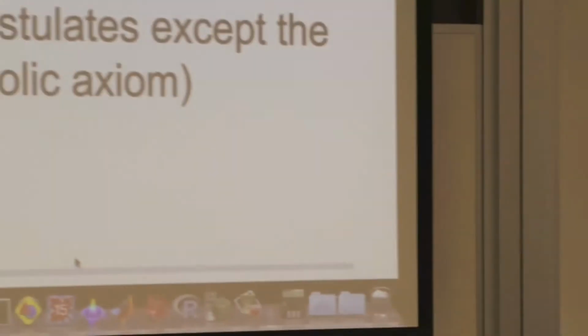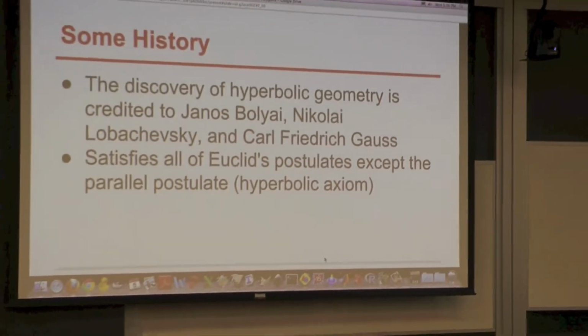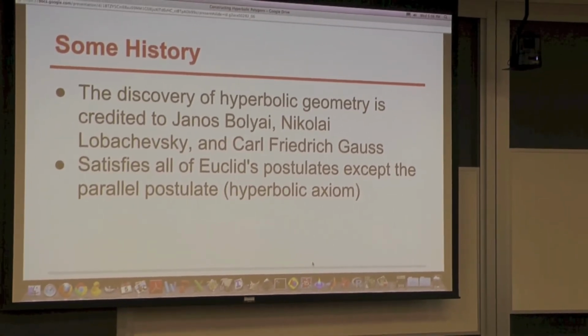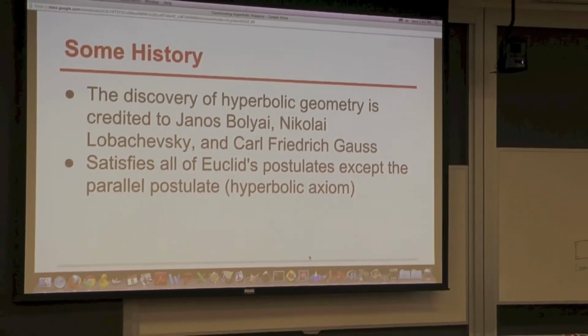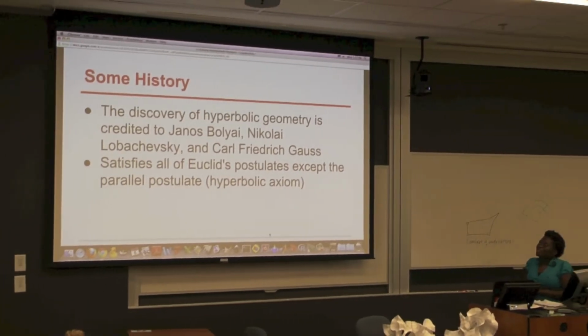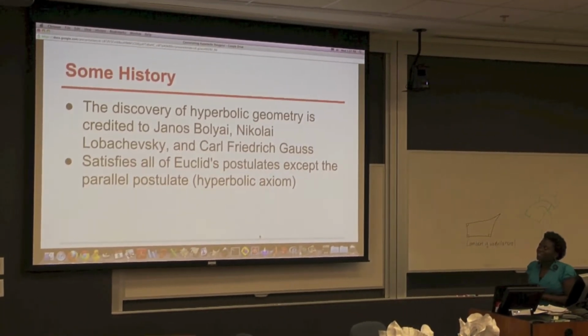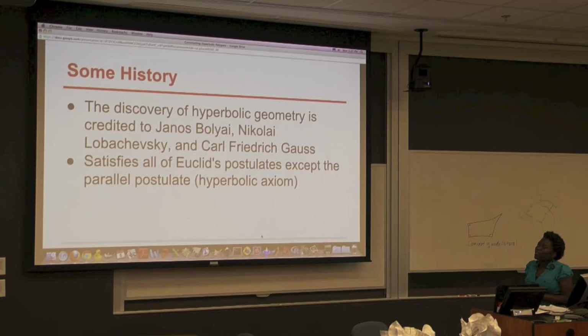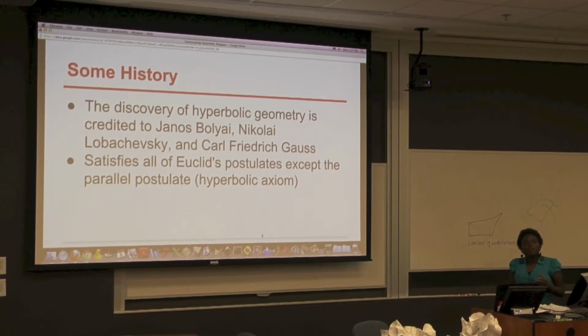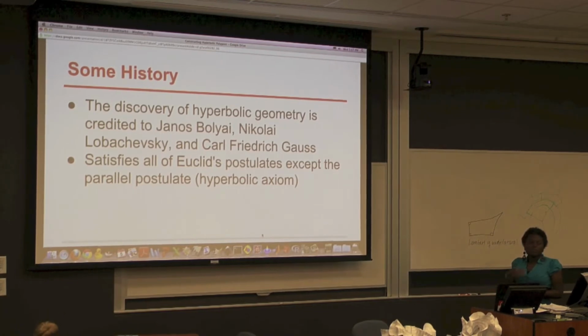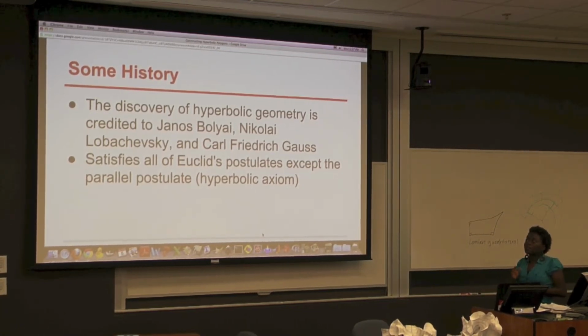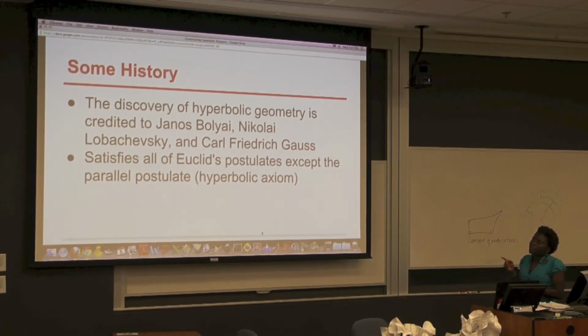The discovery of hyperbolic geometry is credited to, and I will do my best to pronounce these names, Janos Bolyai, Nikolai Lobachevsky, and Carl Friedrich Gauss. The main difference between Euclidean geometry and hyperbolic geometry is that hyperbolic geometry satisfies the first 4 postulates of Euclid's geometry, but it doesn't satisfy the 5th one, which is also referred to as the parallel postulate.